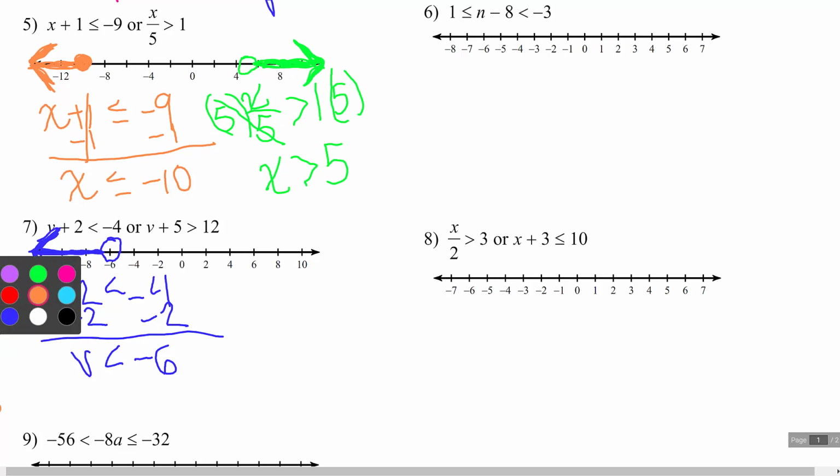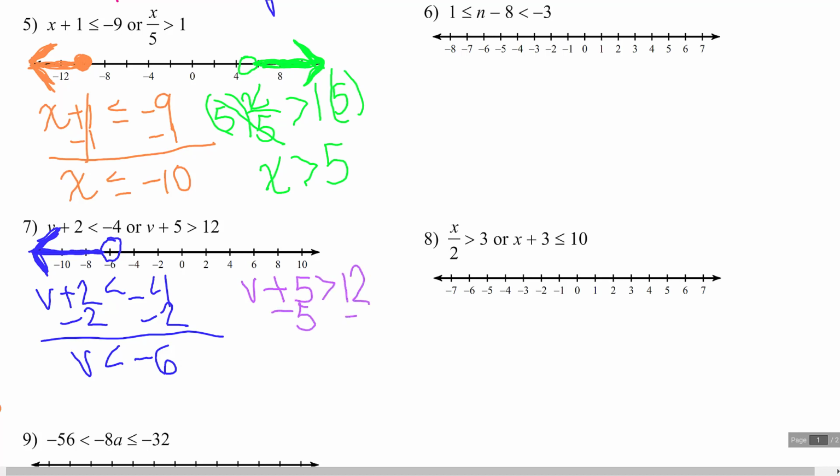For the second part of the inequality, I have v plus 5 is greater than 12. We'd subtract 5 from both sides, and we get v is greater than 7. So going up to the number line, halfway between 6 and 8, we will put 7. It's an open circle. Since v is greater than 7, we're going to be shading to the right.